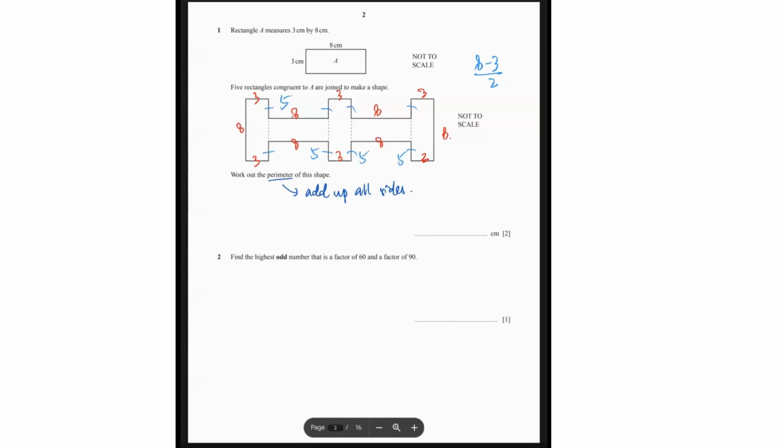So my working should look like this. 1, 2, 3, 4, 5, 6 eights, so 6 times 8. Plus 6 times 3. 1, 2, 3, 4 fives, so plus 4 times 5. This is 48 plus 18 plus 20.